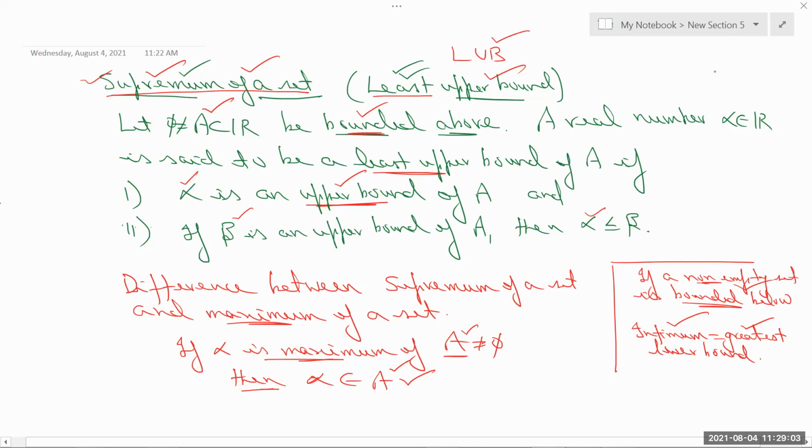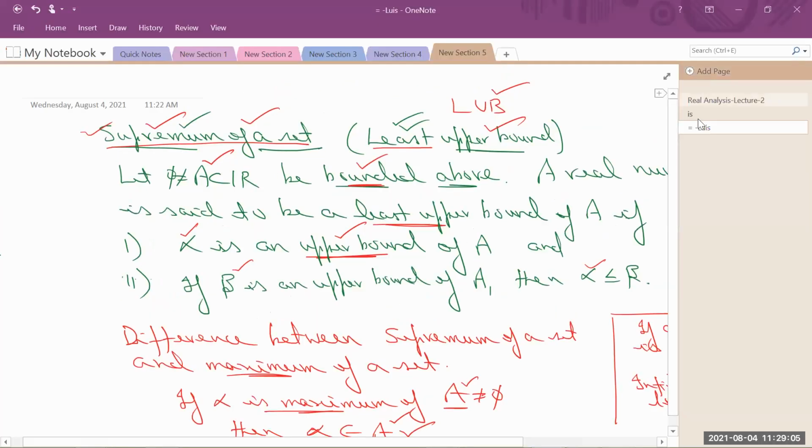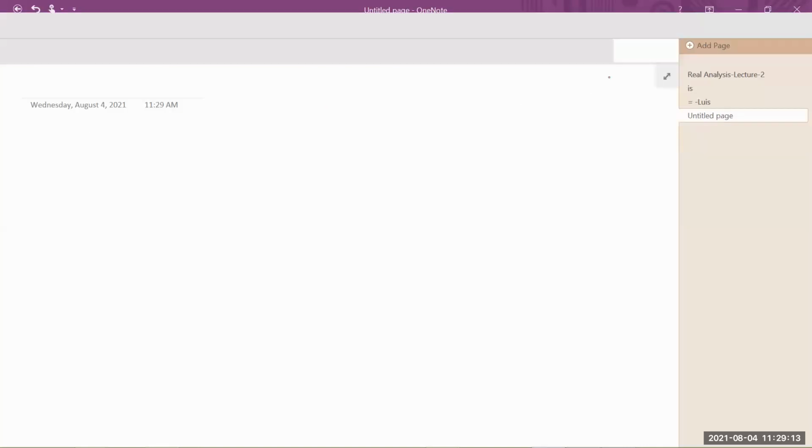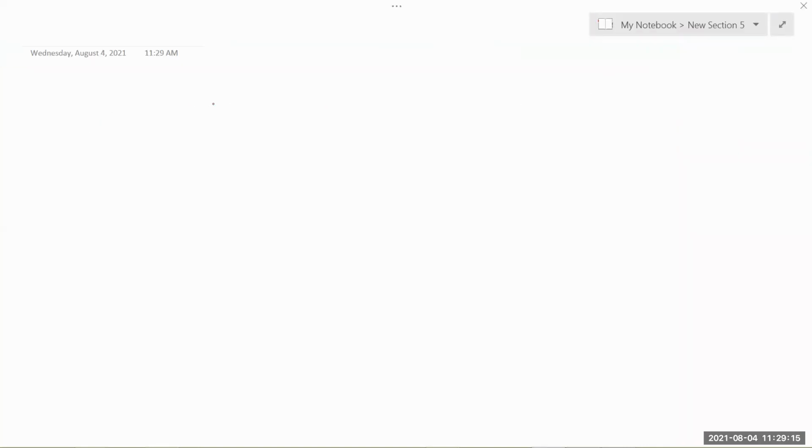ठीक है ना? तो आप यहाँ से देखो तो उसमें, yeah, that is a different thing. Okay, let me take this one. Say A is equal to the closed interval [0, 1].